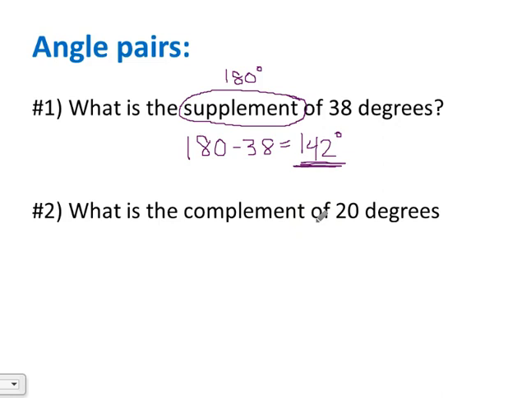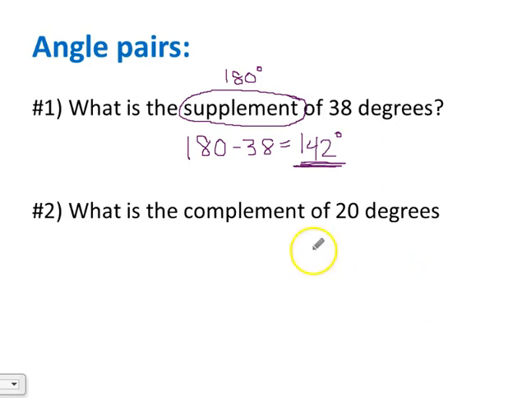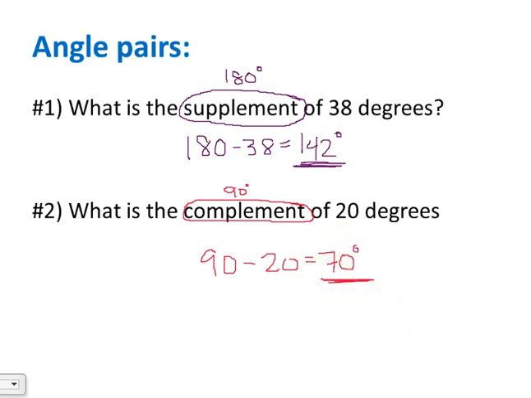I want you now to see if you can do what we just did and solve question number 2. So go ahead and click pause and try number 2 on your own. So what does complement mean? Angle measurements have to add up to 90 degrees. So now we're going to take 90 and subtract 20 to get the complement of 20 degrees, which would be not 60. It would be 70. 90 minus 20 is 70. So 70 degrees.